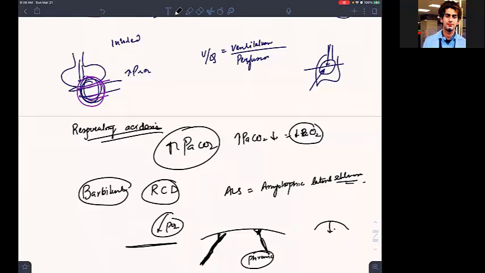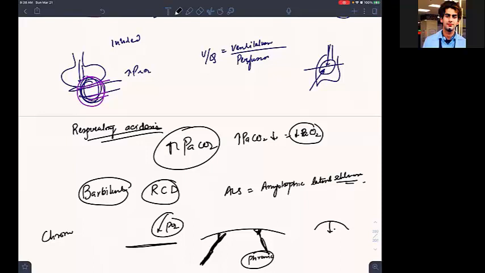Or you have chronic bronchitis, COPD. You have a chronic bronchitis patient who can't expand his lungs. He has inflammation, so he can't breathe more. Okay, is it clear? So can these things lead to respiratory acidosis?